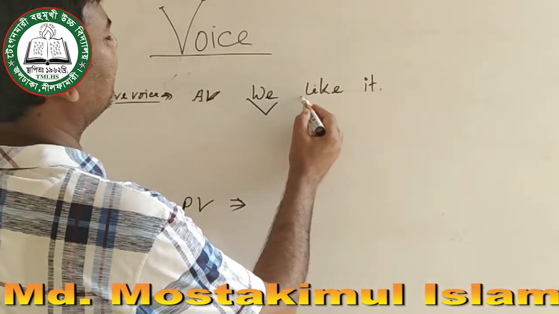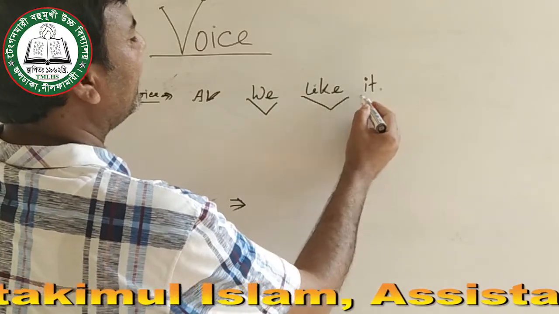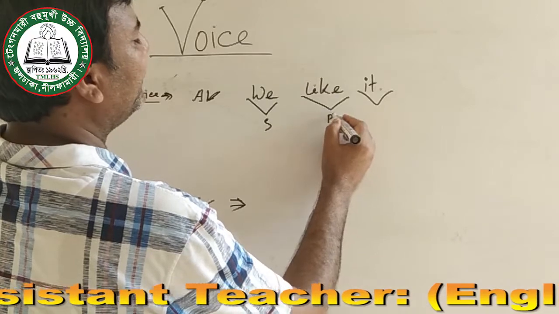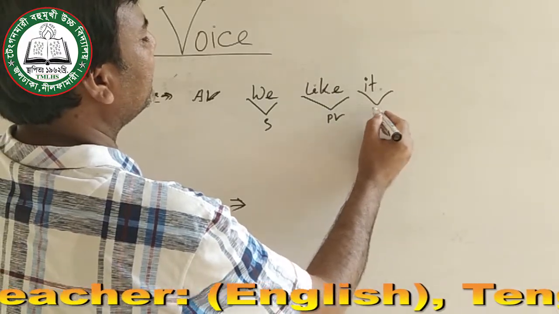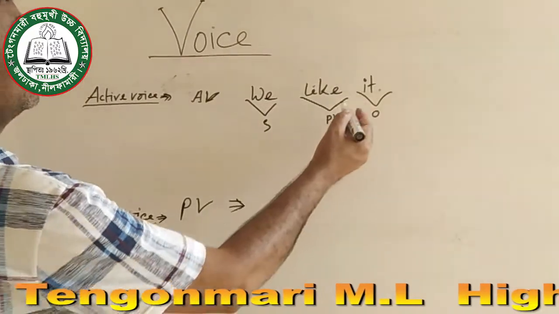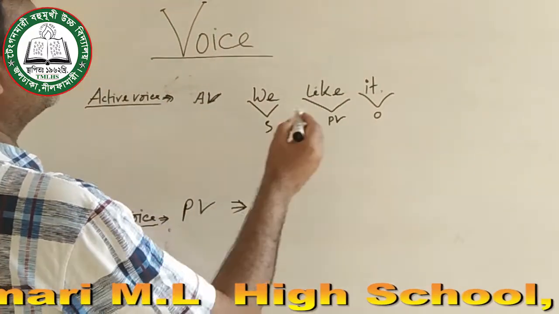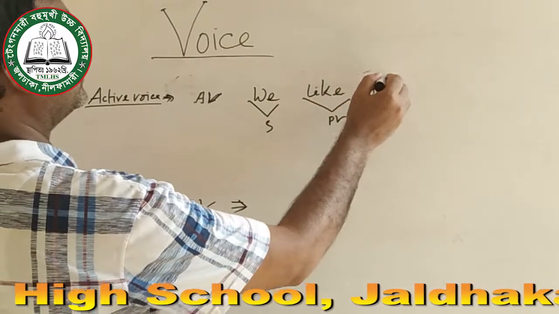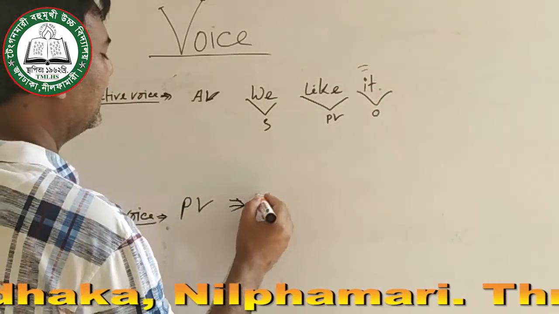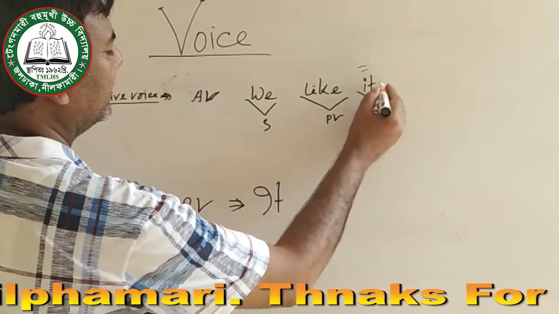This is subject, PV, principal verb. Here it is object. Subject, PV, principal verb. Here it is O. That means object. Now, my dear student, look at here. The object of active voice becomes the subject of passive voice. So it, here it. Okay.